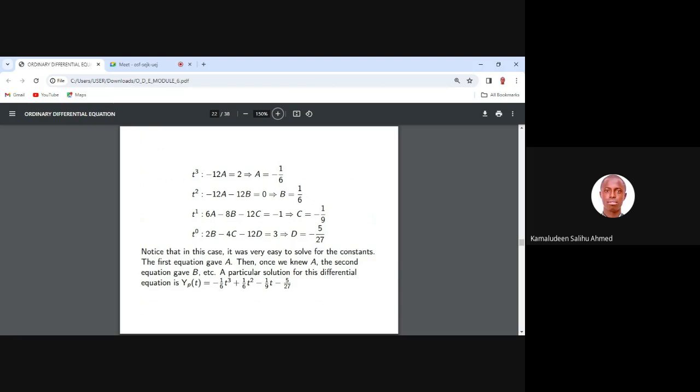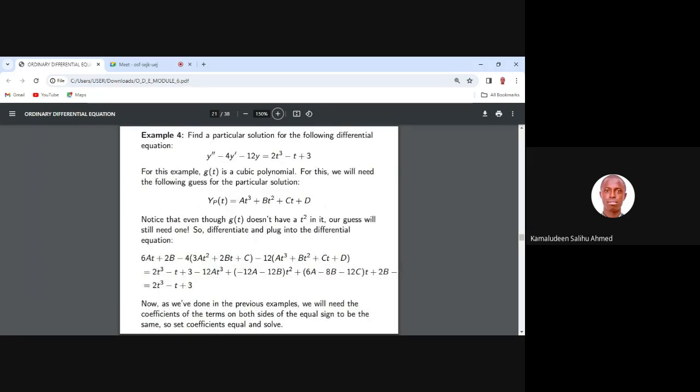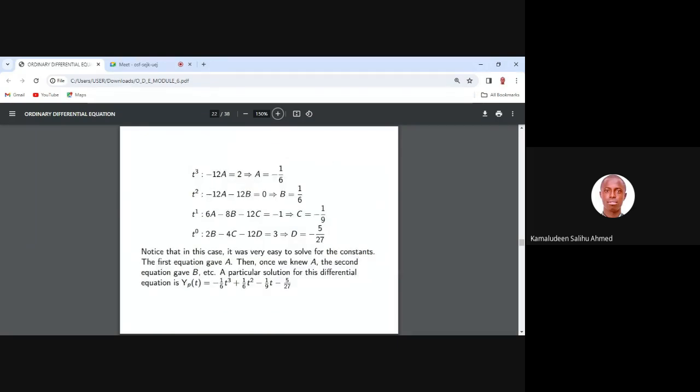So minus 12a is equal to 2. From here, automatically our a is equal to negative 1 over 6. You take the second one, such that minus 12a minus 12b is equal to, now you go back there and check t square. Do we have t square? No. From our right hand side, we didn't have any t square. So for that reason, it's going to be 0. That is why you have it to be 0 here.